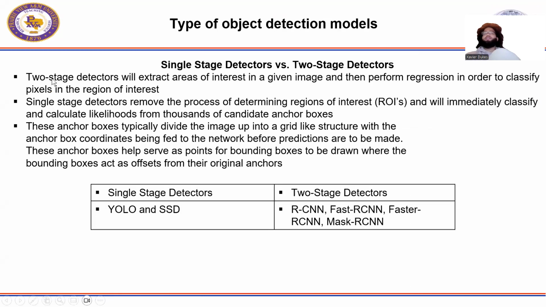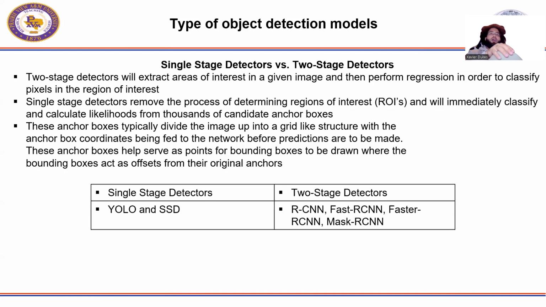So we have different types of detection models. We have single stage and two-stage detectors. The main difference is that two-stage detectors determine what we call an ROI, or regions of interest, and then perform regression on those regions of interest. Like I said previously, YOLO is a single stage detector, and the one that we will be using and evaluating for this study.